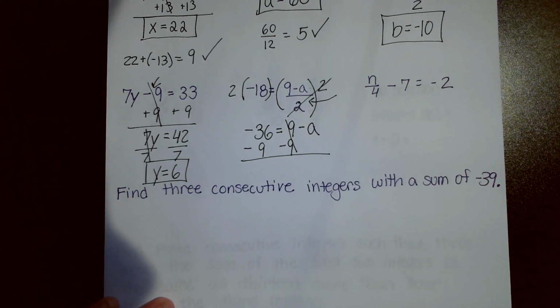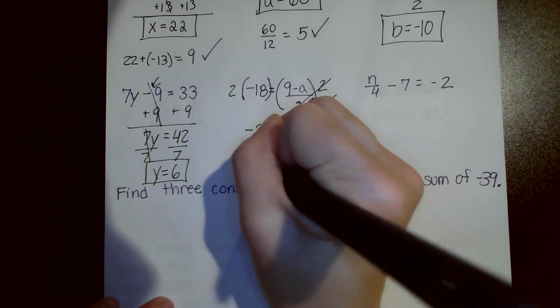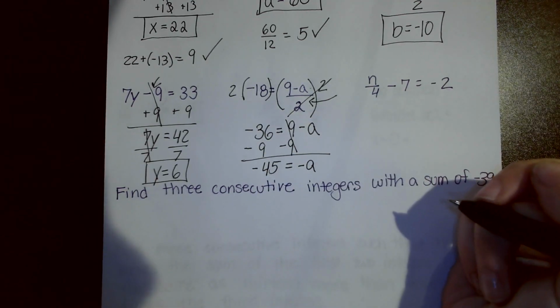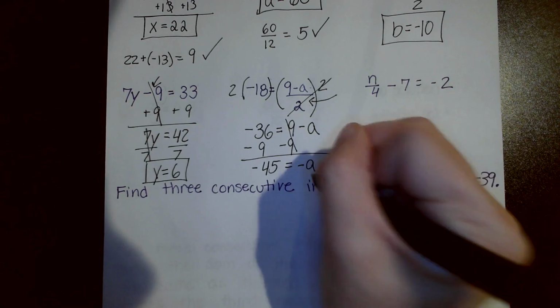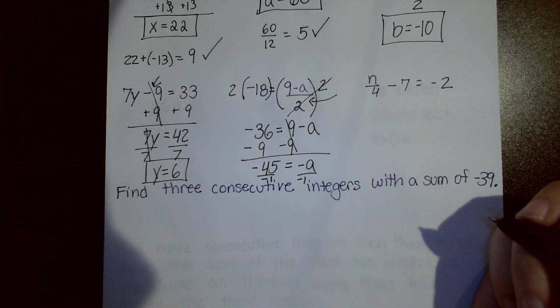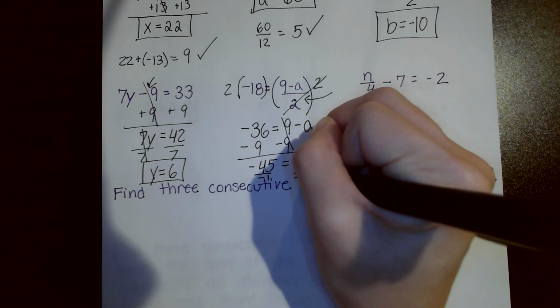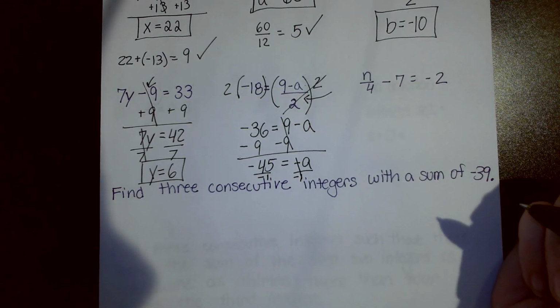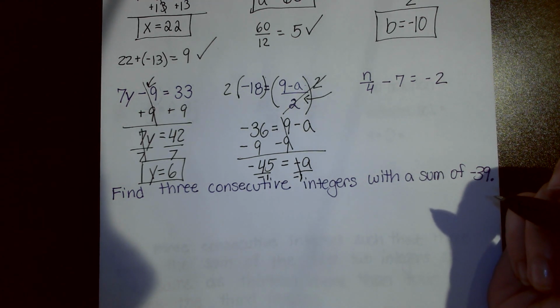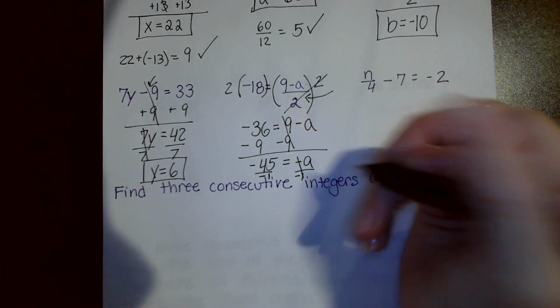So -36 minus 9 is -45 equals -a. Now, I've run out of space, but to finish this, you would divide by -1. You can see that. It's so tiny. That cancels out the negatives because our answer is not complete until the variable is alone, including any negative little buddies. So we get rid of those negatives.